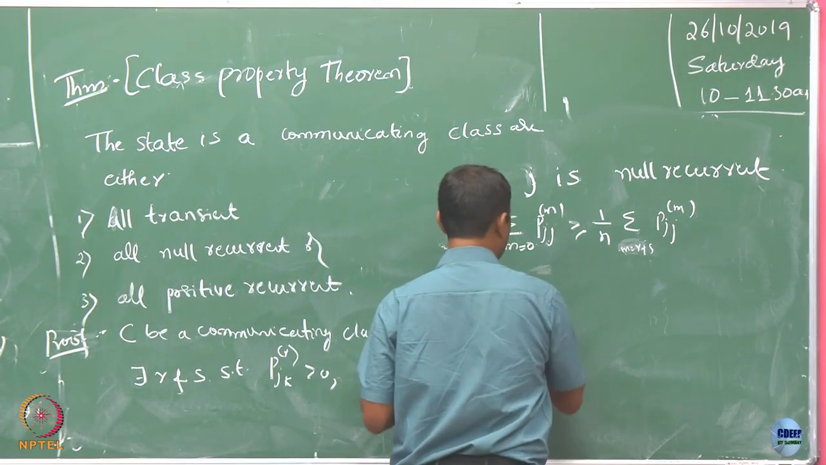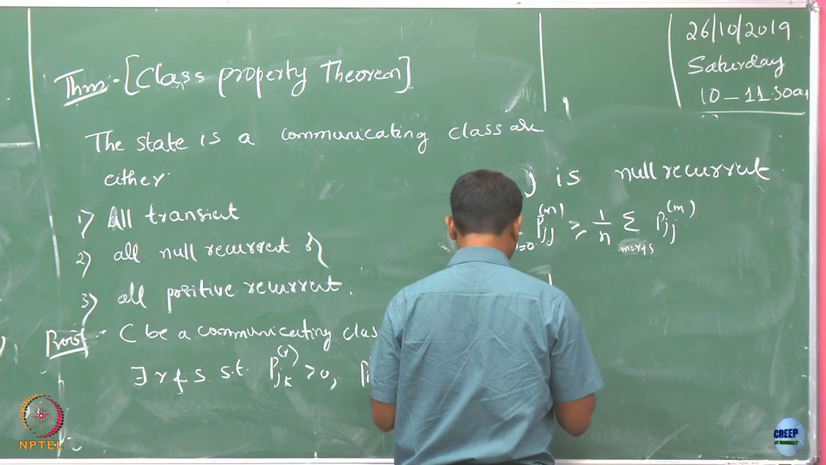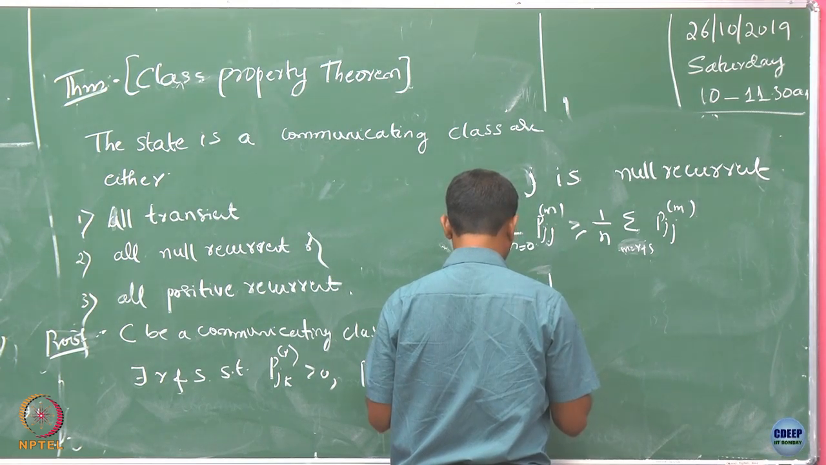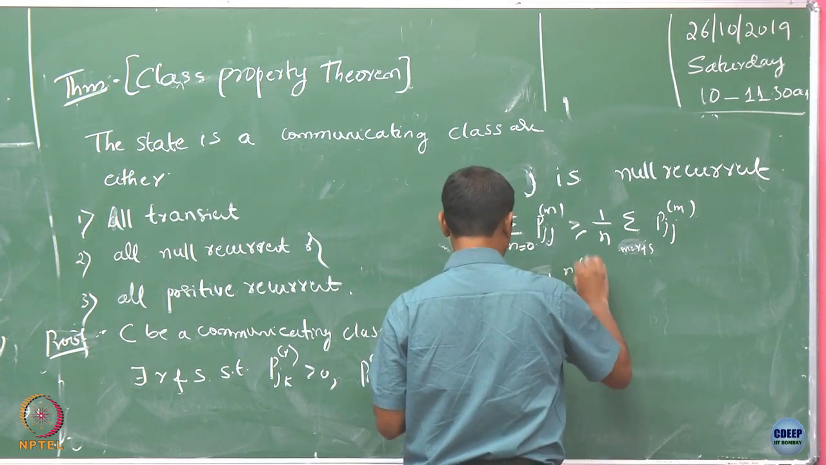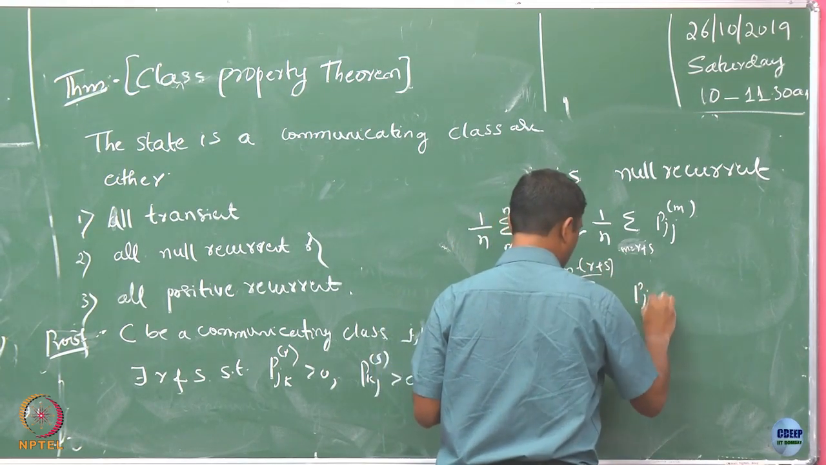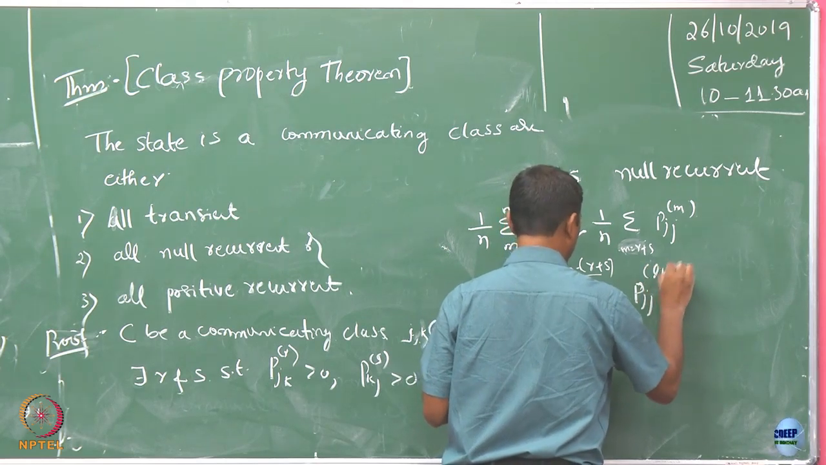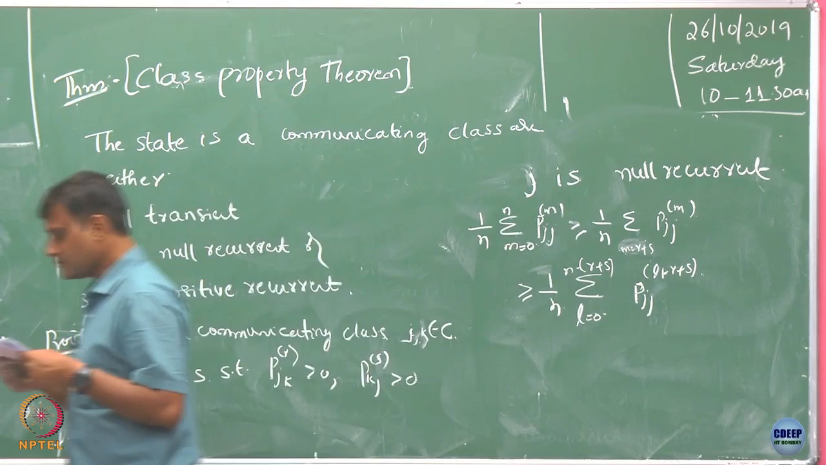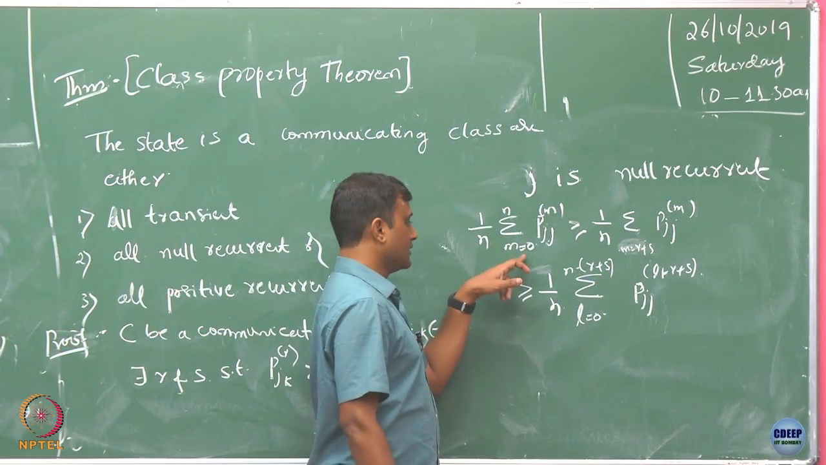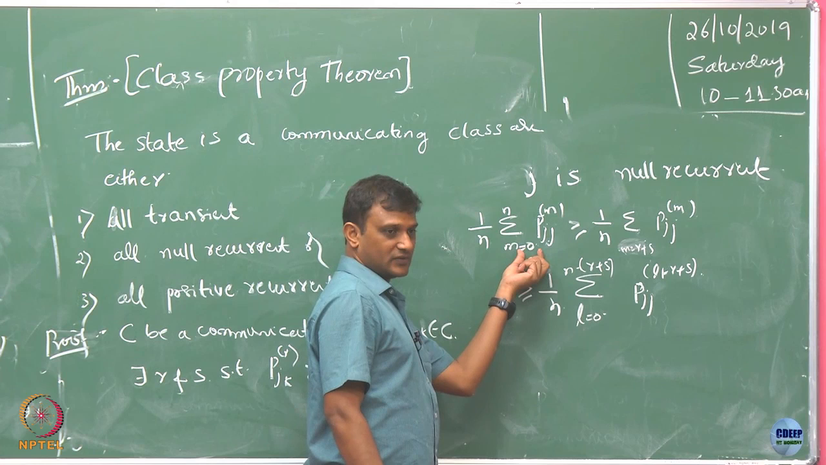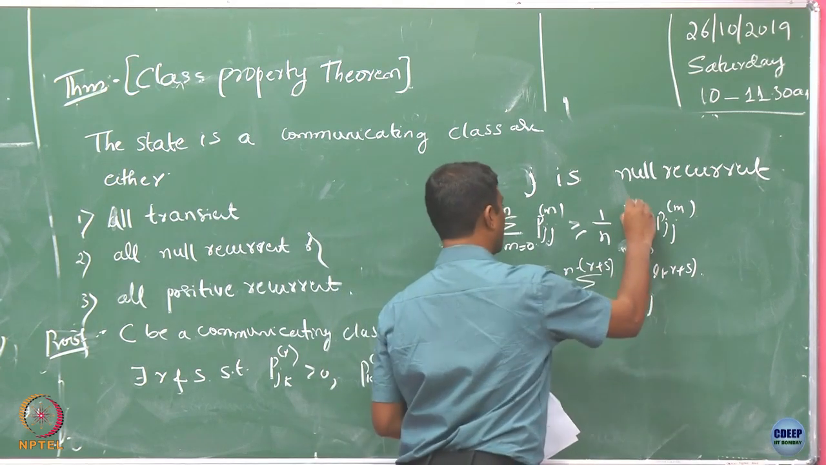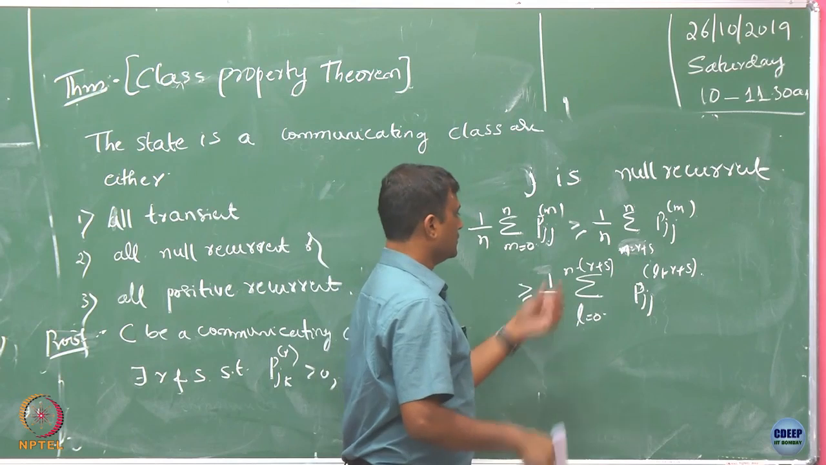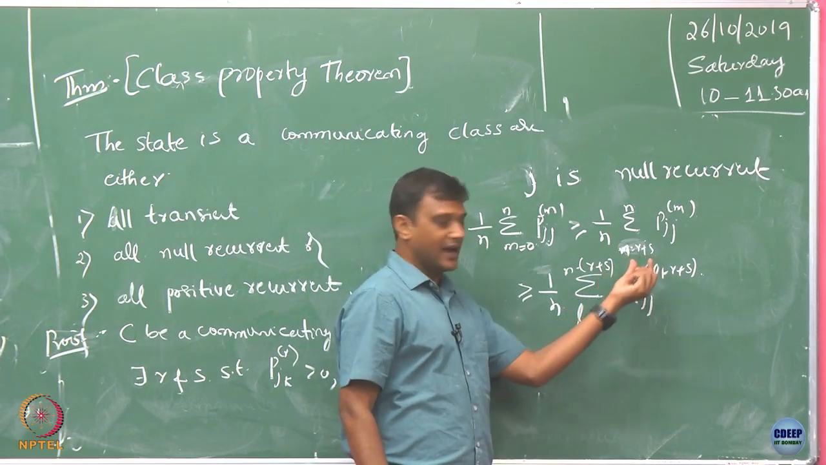And then this I am going to write as 1 by n. So just a few steps will be done. What I am doing here is basically taking this 1 by n and the summation of the n terms, that is the average of the first n sums, and then in this I am going to drop out all the terms before r plus s and look at the sum beyond that.